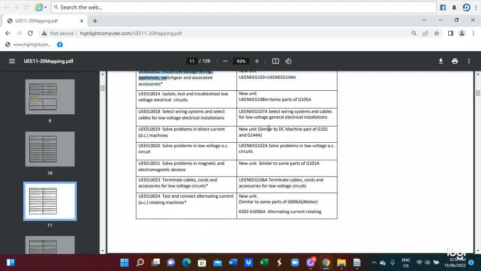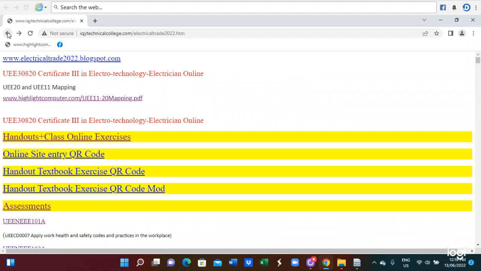Now we're talking about the UEE and the G106, terminate cables and associated accessories for low voltage circuits. This is equivalent to the UEEEL0023, terminate cables and associated low voltage circuits. So this is for the UEE30811 and this is the UEE30820. So this is the relationship between the old and the new unit.